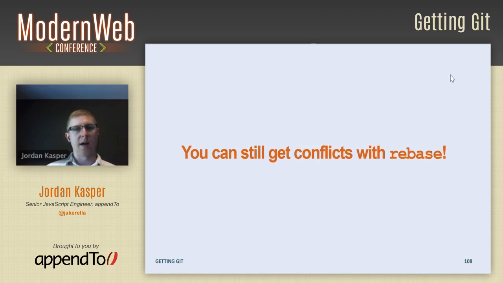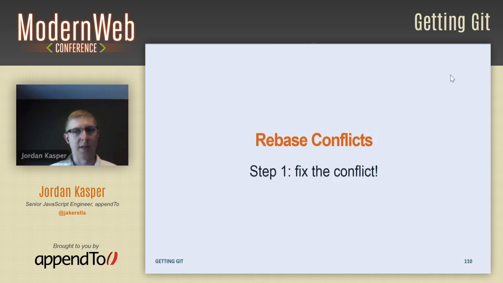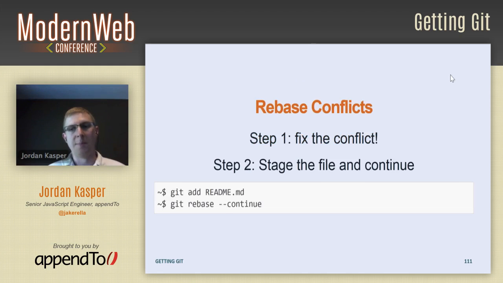Really quick, you can still get conflicts. Conflicts are basically resolved the same way. They look a little bit different. It says you got a patch failure because that's how rebase works. It does patches. The steps are the same though. You fix the conflict, you stage the file, but then instead of committing, you do git rebase --continue.